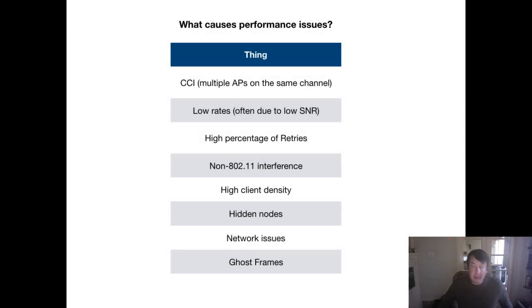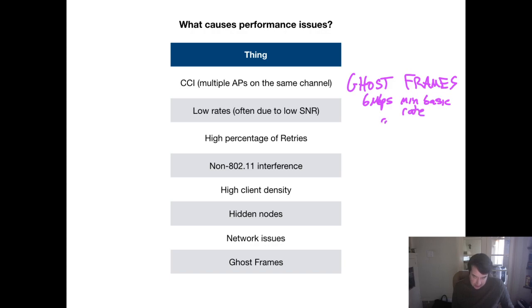So that could have been a reason. Maybe there was a CCI issue. Again, with a CCI issue, be aware of ghost frames. You want to make sure that you have that 6 megabits per second minimum basic rate, or that 6 megabits per second, what is sometimes called the beacon rate. That's the only way you're going to be able to accurately identify CCI. There might have been other issues. There might have been lower rates due to SNR that can cause performance issues. That wasn't really a problem with me.